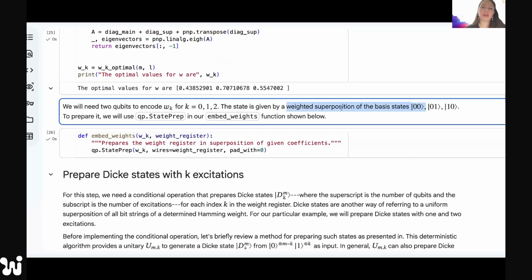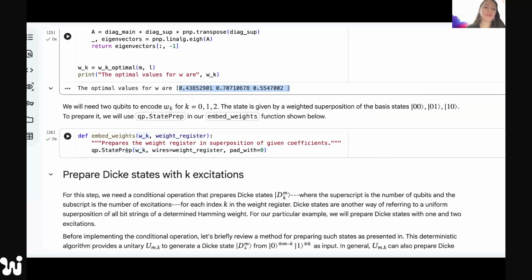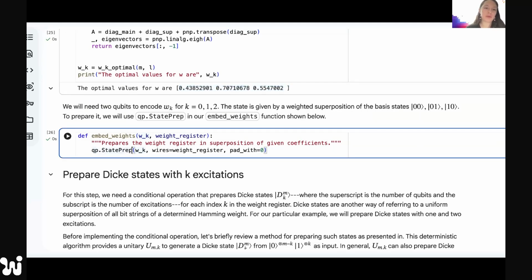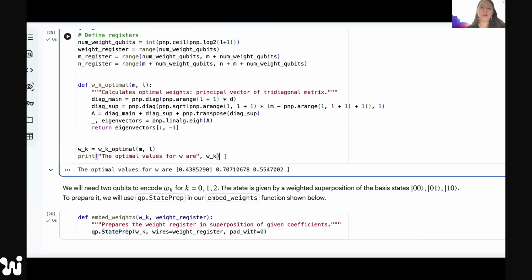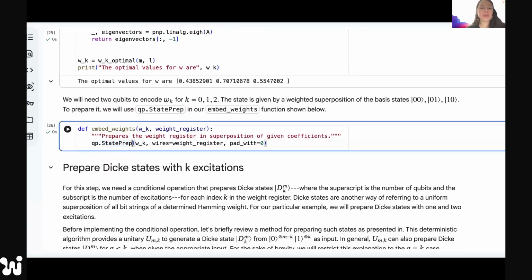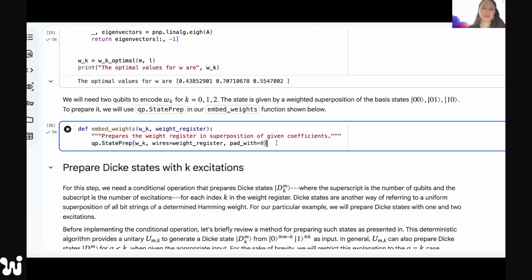I have this weighted superposition depending on the state. I will prepare a different coefficient for each of these states. In PennyLane, we can use state prep. This is just an easy way of preparing states where I know I want them to have a certain coefficient. I can use qml.StatePrep to prepare those states. The hardest part here, I think, is just understanding the math on how we prepare these states. But at the end, once we know what are the weights for the states that I want to prepare, then I can just use state prep and it will do it for me.